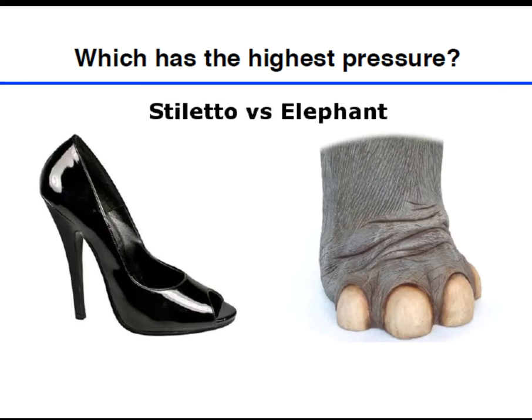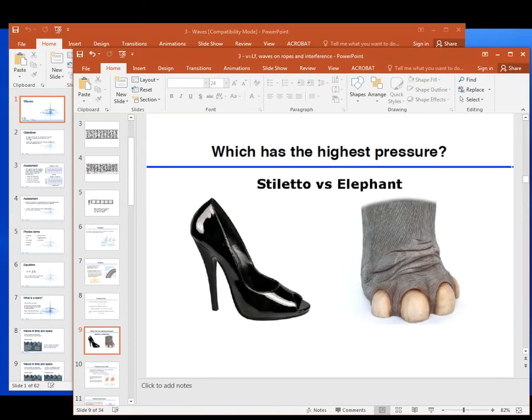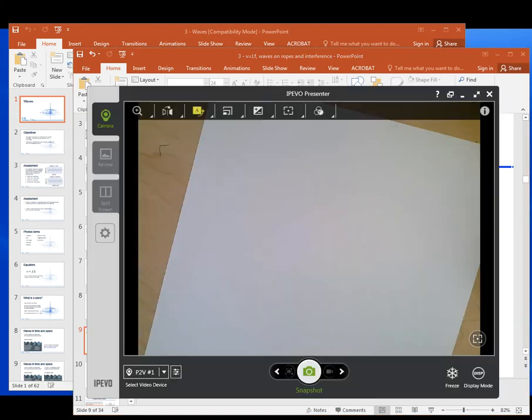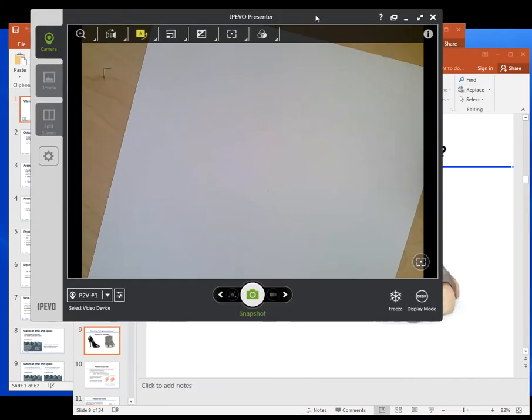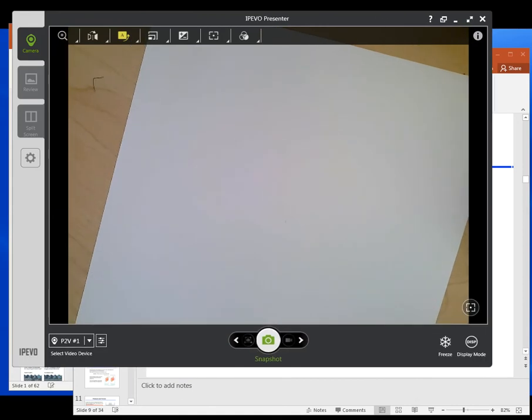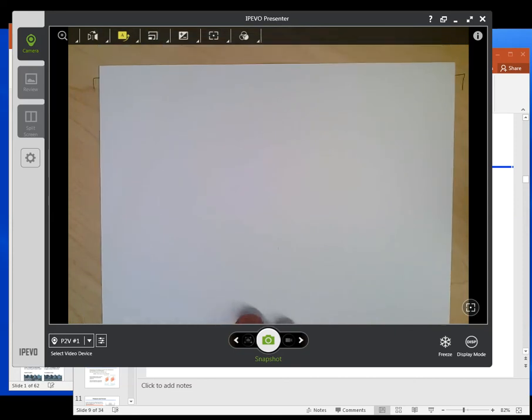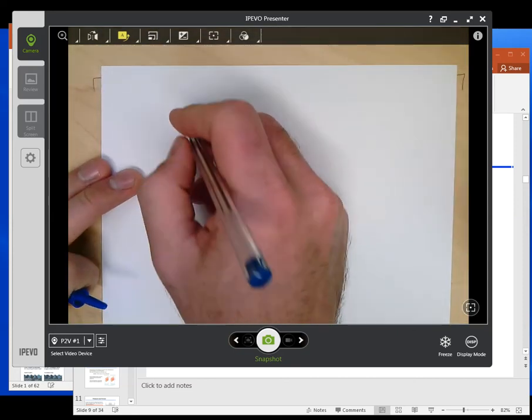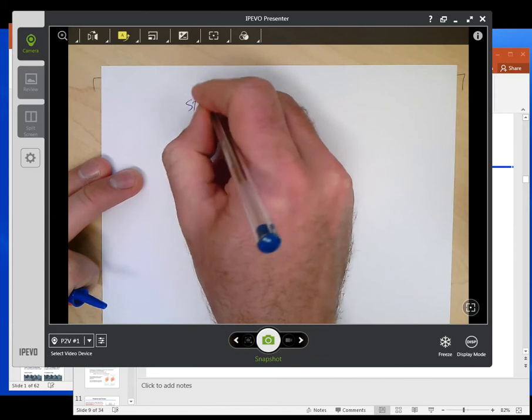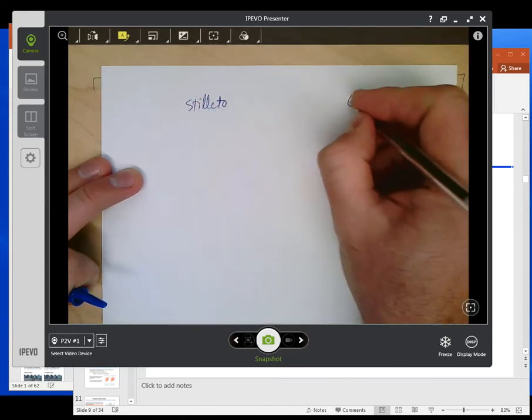Okay, which of these has the highest pressure, a stiletto shoe or an elephant? Well, it really depends on how much that thing weighs. So I can work out an example for you. I will bring up the video here. Looking at a stiletto heel versus an elephant, we could ask what is the pressure in these two situations? I'll write stiletto, even though I don't know if I can spell that correctly. And then there's elephant here.